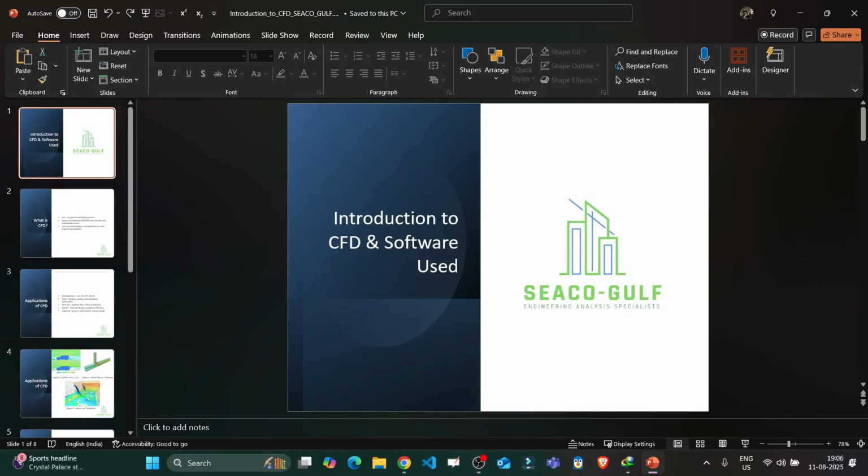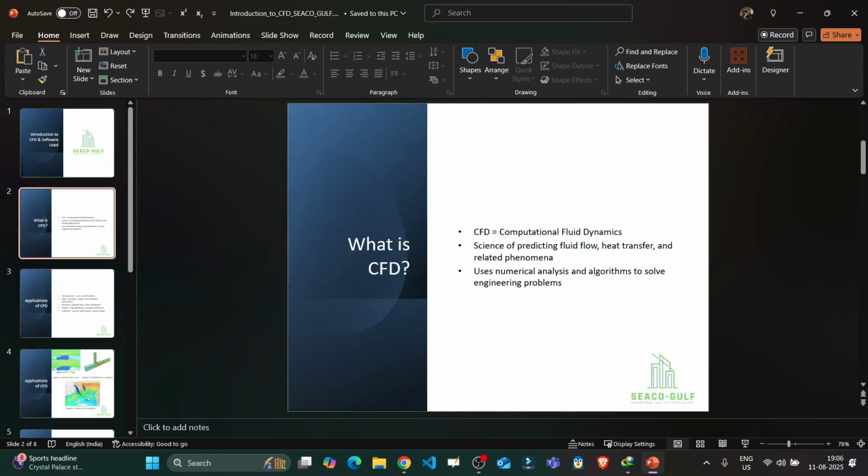Okay, so with the help of this presentation, I would like to give an introduction to CFD and the software used. First, what is CFD? The full form of CFD is Computational Fluid Dynamics. Computational Fluid Dynamics is the science of using numerical analysis and algorithms to solve and analyze problems involving fluid flow, heat transfer, and related physical phenomena. So that is CFD.